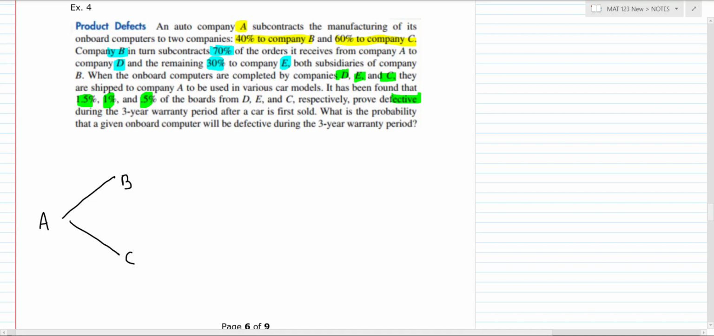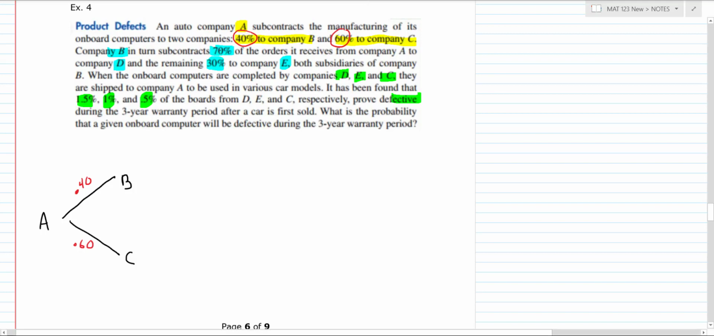Now, these are individual probabilities here. So this is 40% goes to company B, so I'm going to put a 0.40 there, and 60% subcontracts to company C. Again, those add up to 100%. So that's the part I have kind of highlighted in yellow.